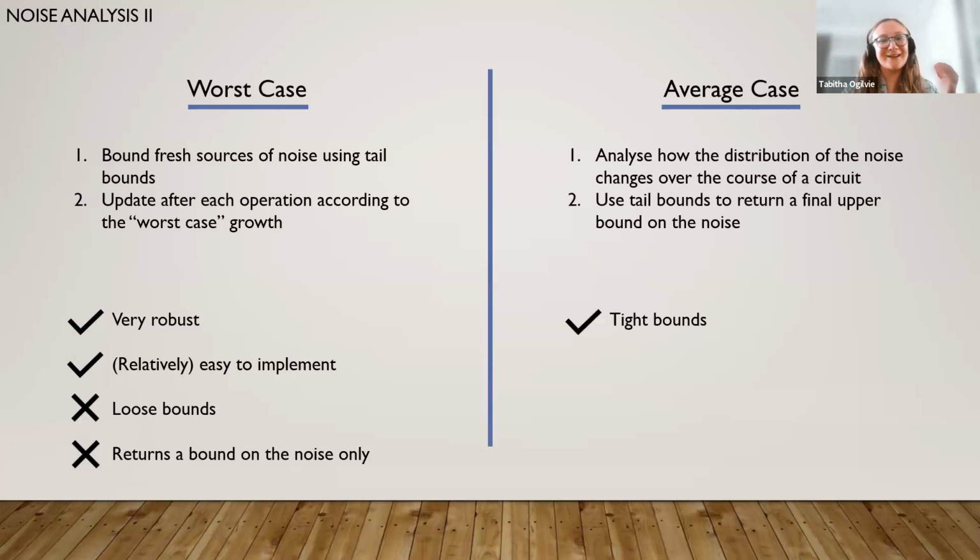The pros and cons are basically the flip of the worst case pros and cons. So the bounds are tight. They're a lot tighter than in the worst case. You also get a description of the noise distribution. If you don't do this final tail bound, you've got more information.